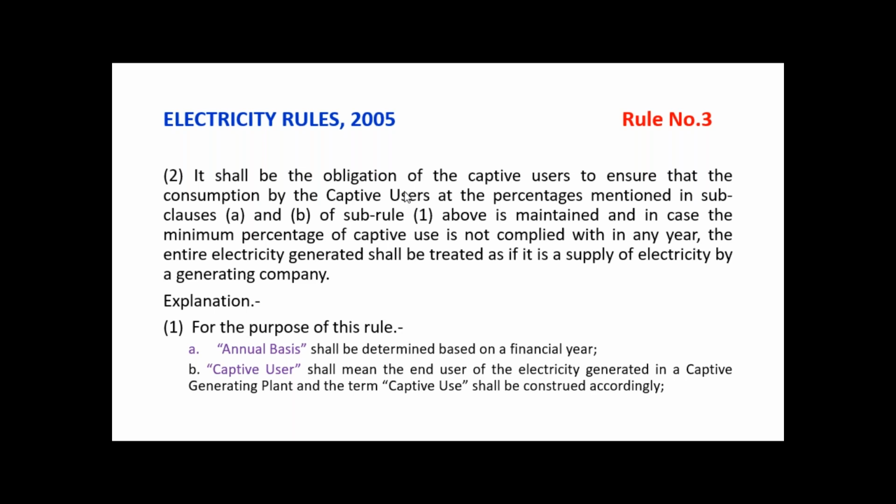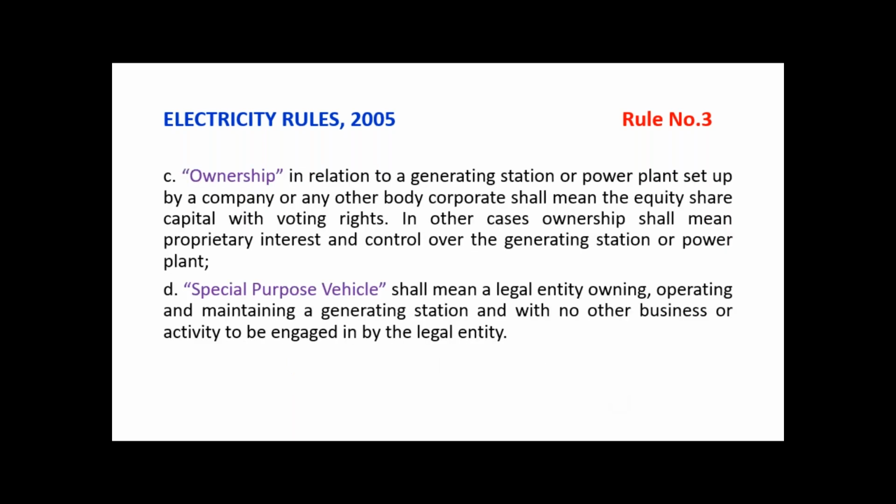So again there is a compliance that for the purpose of this rule, annual basis shall be determined based on a financial year. Then captive user shall mean the end user of the electricity generated in a captive generating plant, and the term captive use shall be construed accordingly. So there should be a clear-cut definition for this captive user and for the annual basis, that is nothing but the financial year.